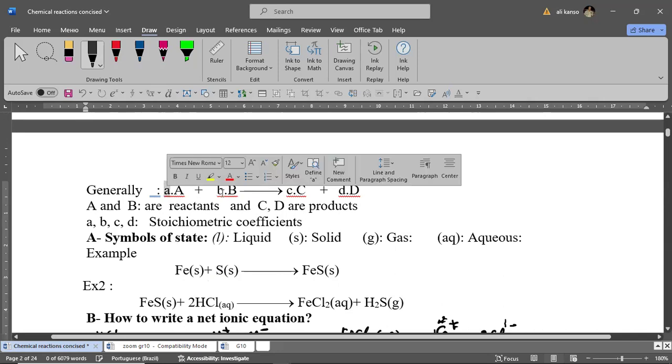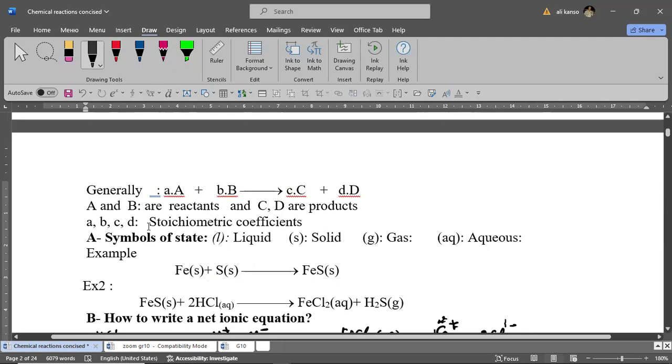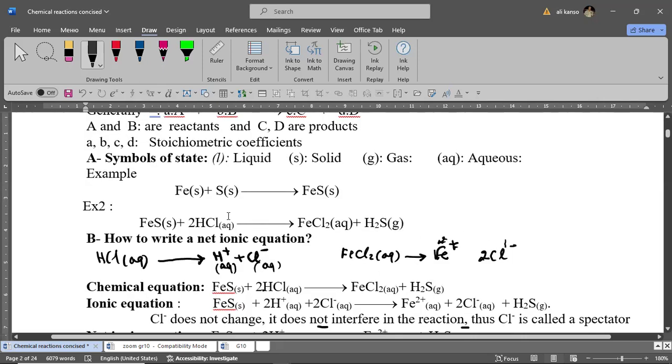Small a, small b, small c, and small d are called stoichiometric coefficients. Sometimes we write a small letter below each substance. L means liquid, S means solid, G means gas, AQ means aqueous. Here, as we see, Fe is a solid, 2HCl is aqueous. What do you mean by aqueous? Aqueous means that a substance is dissolved in water, forming an aqueous solution. FeCl2 is a solution. H2S is a gas.